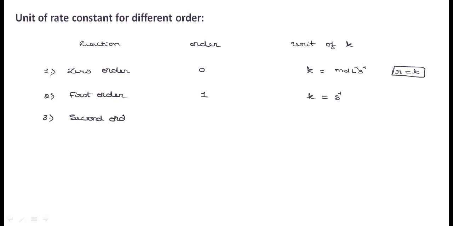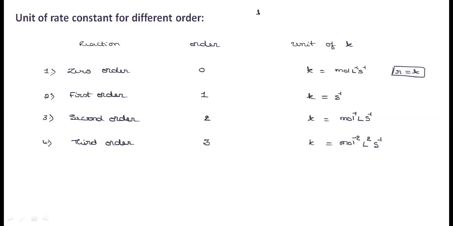Then for second order reaction, n value is equal to 2. So K will be, it is mole inverse liter second inverse. And for third order reaction, order will be equal to 3, and unit of K will be mole inverse 2 liter square second inverse. So like this you can mention the order. If you remember till third order, it is sufficient.